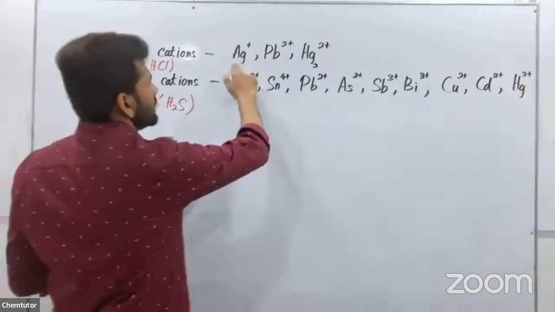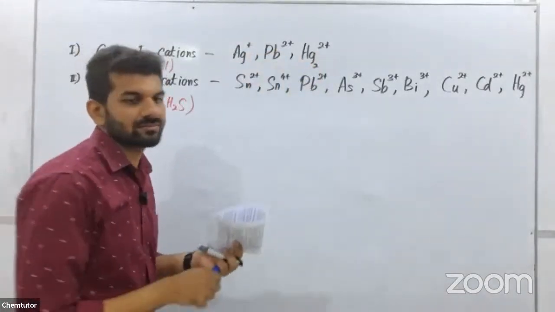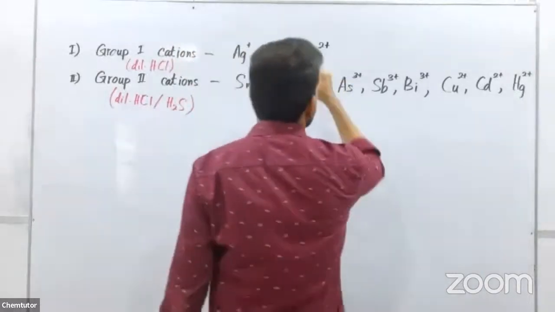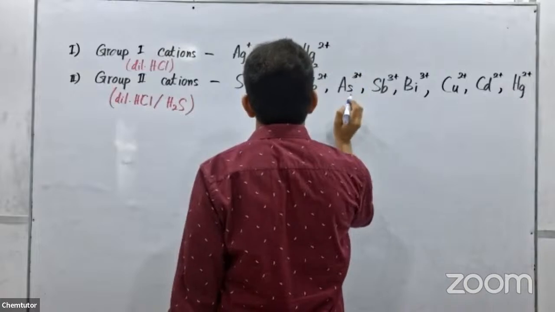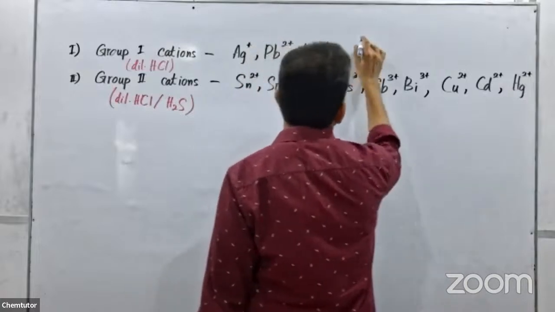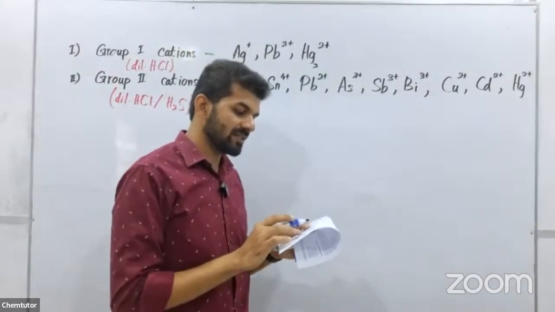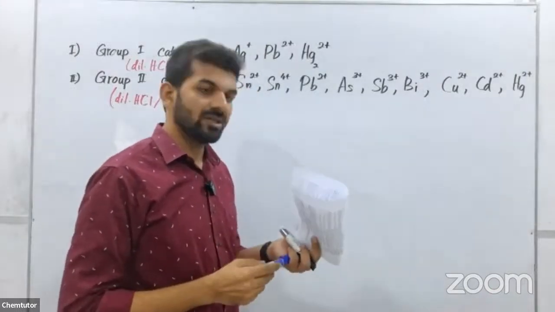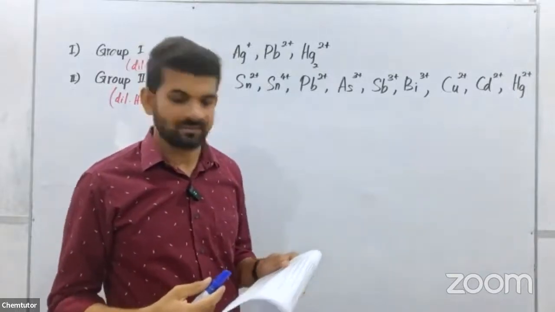Silver, lead, and mercury, all three are white. They are in the tube, as given there: AgCl, Hg2Cl2, and PbCl2. In front of each of them, you can write white precipitates.